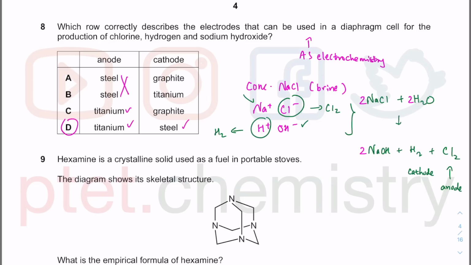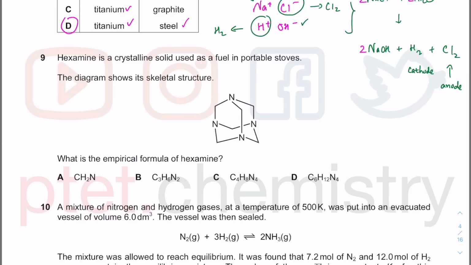Okay. Question number 9, which is actually in the current A-level syllabus, we have a skeletal formula of this hexamine. We're going to learn to read skeletal formula. The most important thing in the skeletal formula is carbon forms 4 bonds. You don't show the hydrogen bonded to the carbon.